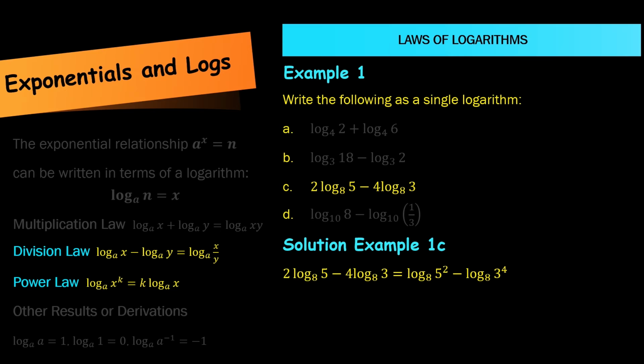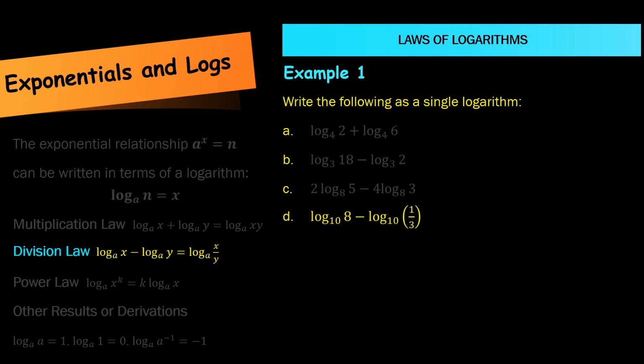First, let's apply the power law. So 2 log 5 base 8 becomes log 5 squared base 8. And 4 log 3 base 8 becomes log 3 to the power 4 base 8. And so applying the division law gives us log 5 squared over 3 to the power 4 base 3, which equals log 25 over 81 base 3.